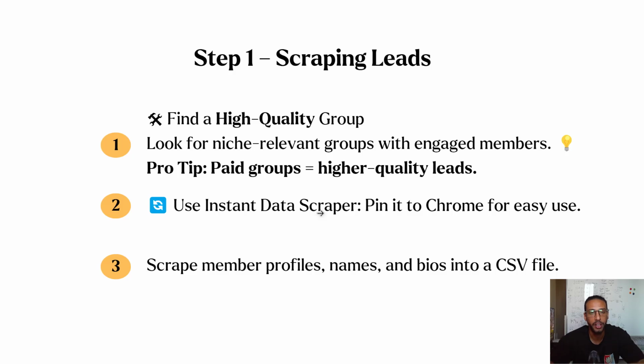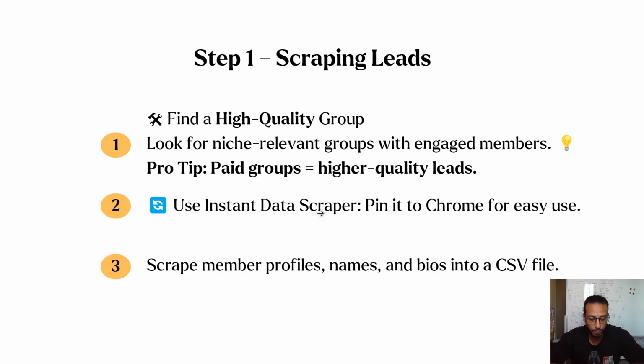So let's get started. Step number one is to scrape the leads. First, we want to find a high quality group where your target audience, or what I call the FVP, your favorite client profile, hangs out. So look for niche relevant groups with engaged members. Pro tip, paid groups equal higher quality leads. If you can pay 20 bucks, 50 bucks, or even $100 to enter the group, maybe you buy a course from a guru and then you join the group, that would be perfect.